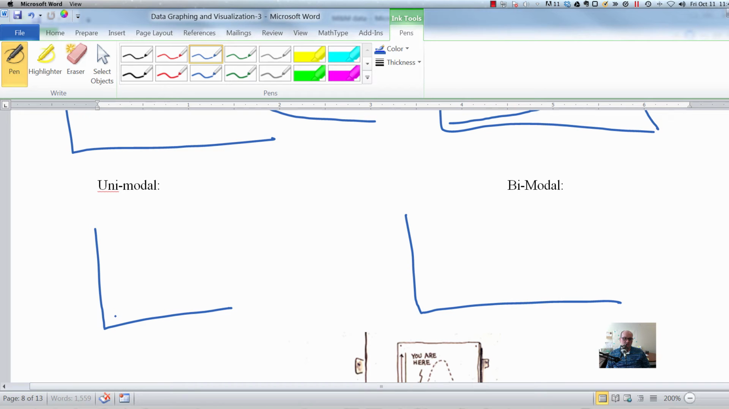A unimodal distribution would be something that has one hump like that, whereas a bimodal would say, well, it actually has two little humps like that. There are two places where it has a little peak, so we would call that bimodal. In fact, there could be more than two, and then we would call it multimodal, right? So there are multiple modes. Unimodal means there's really only one mode, a single mode.